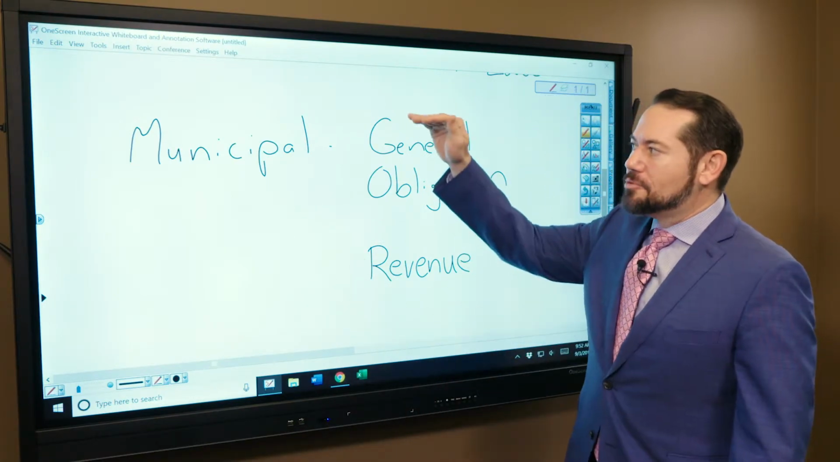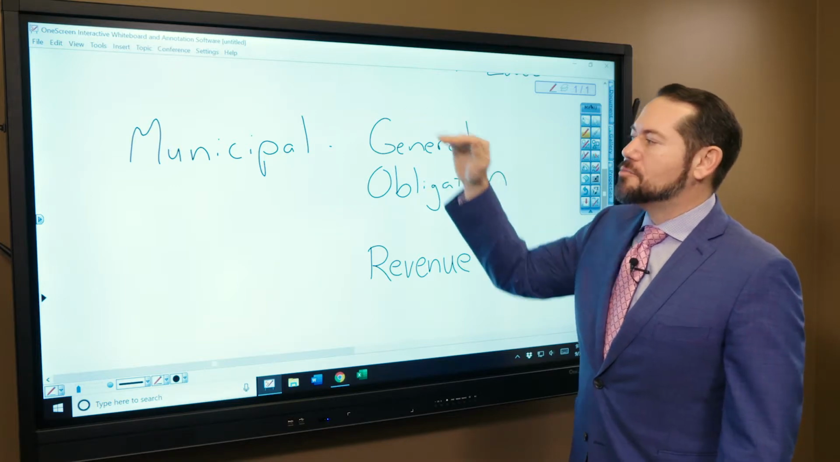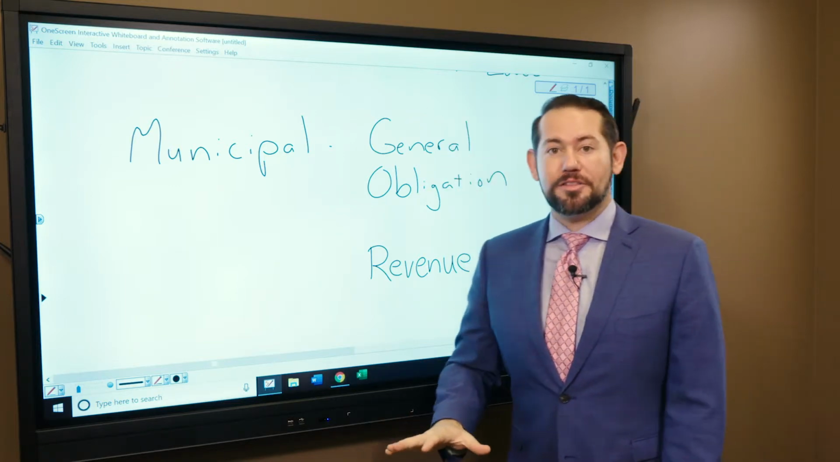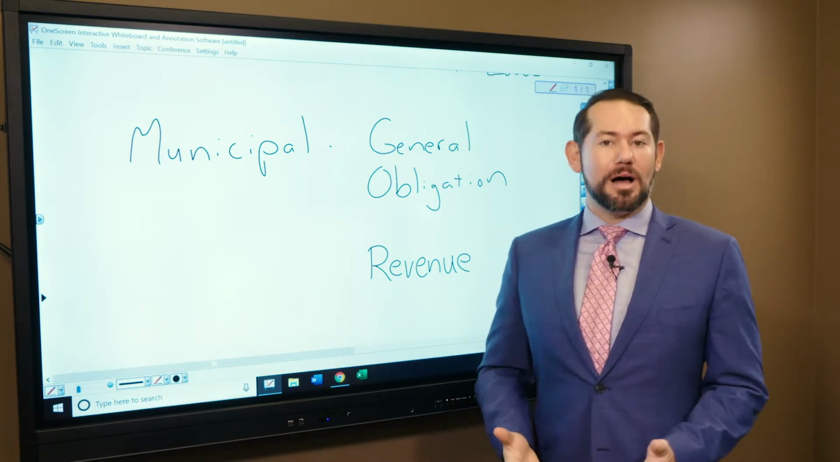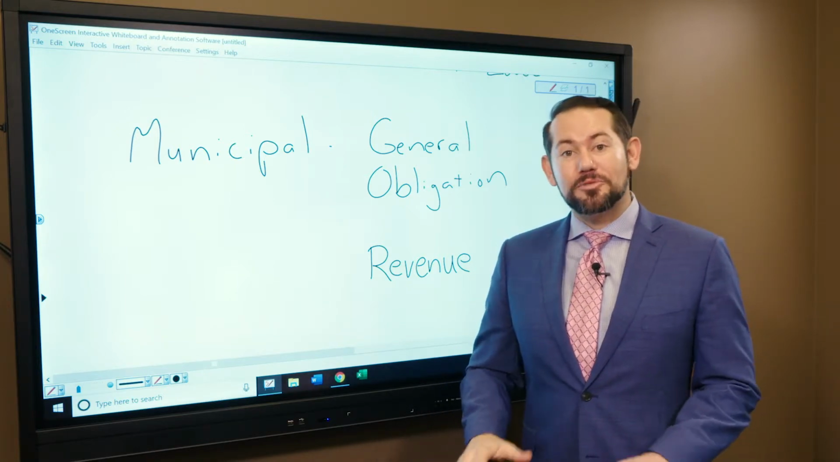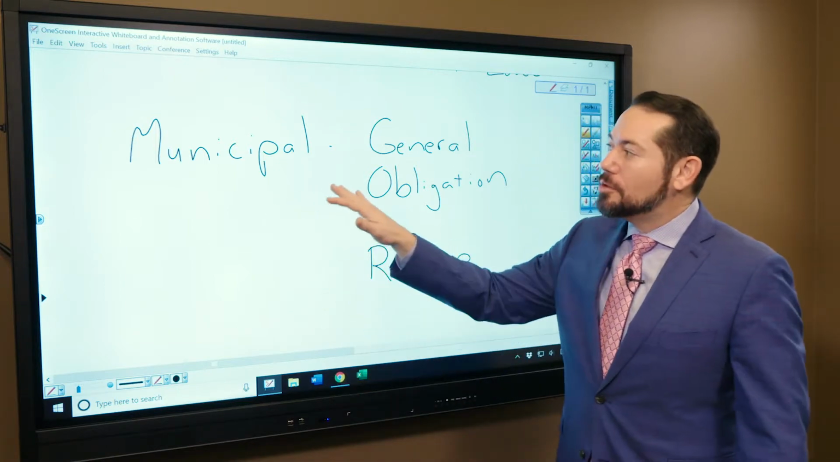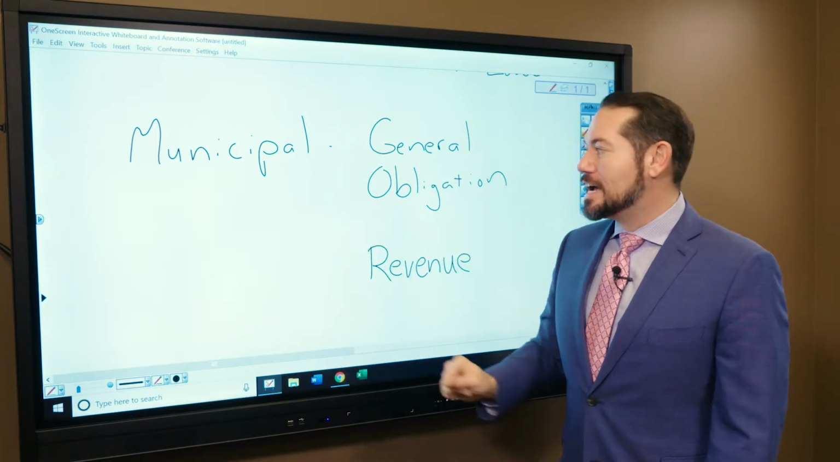So these are the three types. We have federal U.S. government bonds, which are not tax-free. They're subject to taxes on your federal income tax return. You have corporate bonds, which also are not tax-free. They're subject to income taxes. And then you have municipal bonds, which are federally income tax-free.